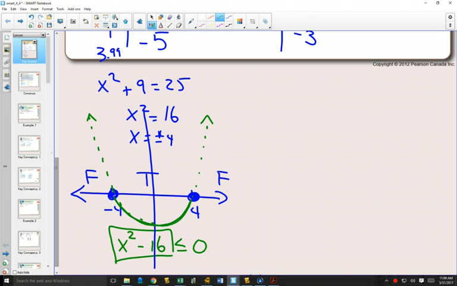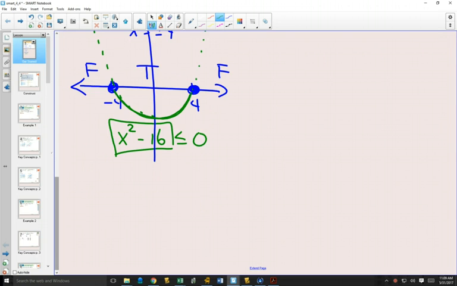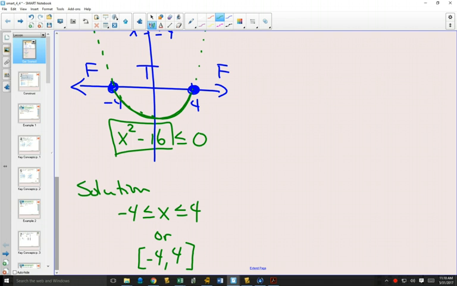So when we solve this, we would say that our solution in set notation, we would write it like this. X could be between negative 4 and 4. Or if you wrote it in interval notation, you would use square brackets because those values are included, and you would go from negative 4 to 4.